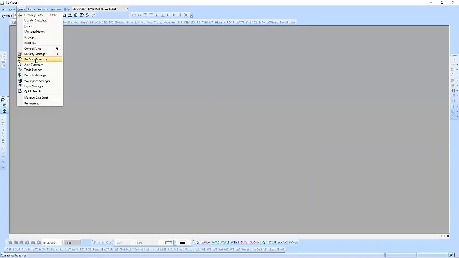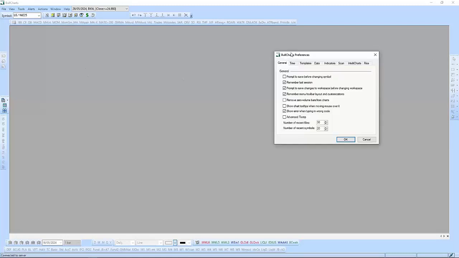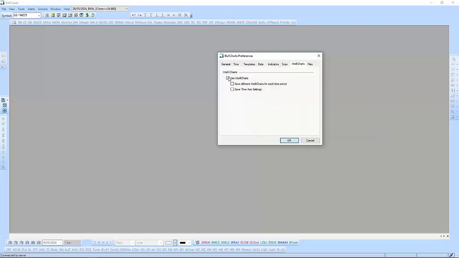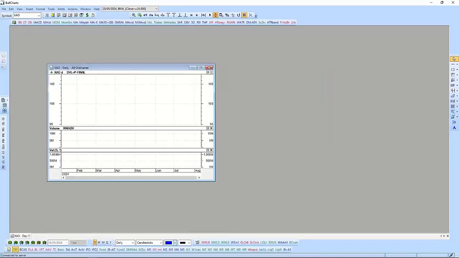Are there any questions about templates or workspaces while we're at it? And IntelliCharts, I turn it off. I don't like it on.